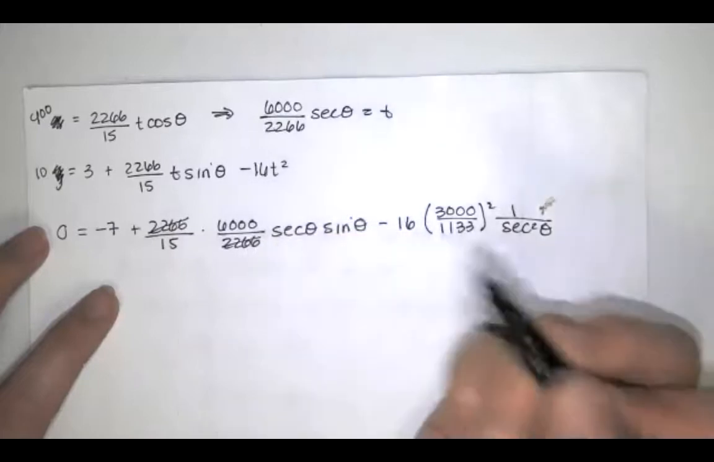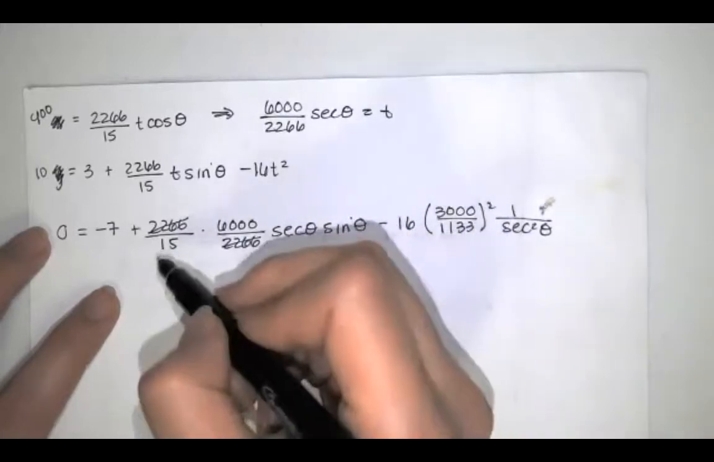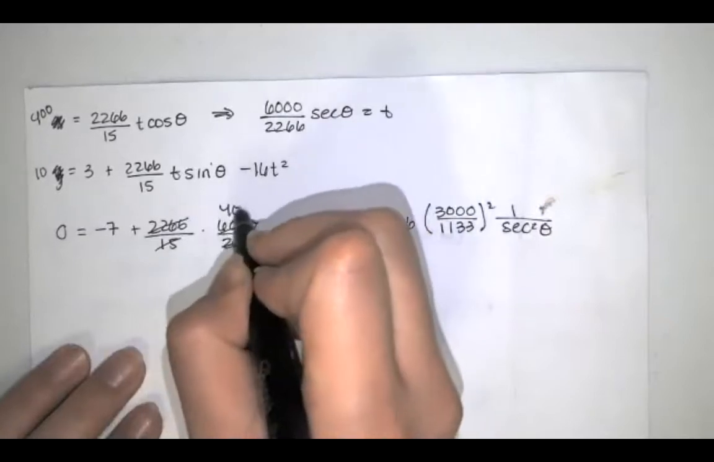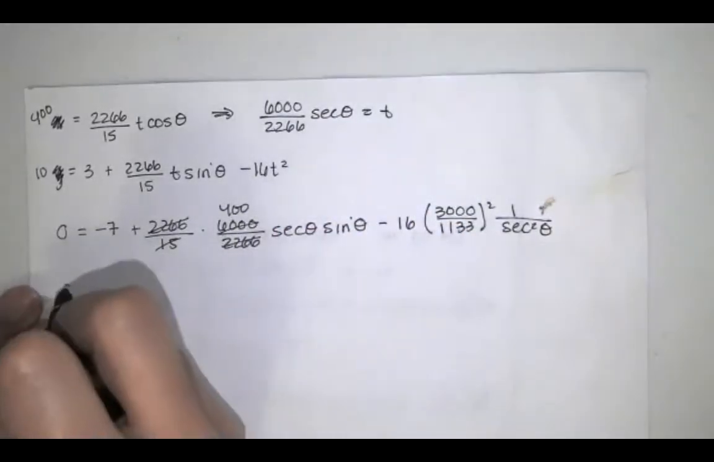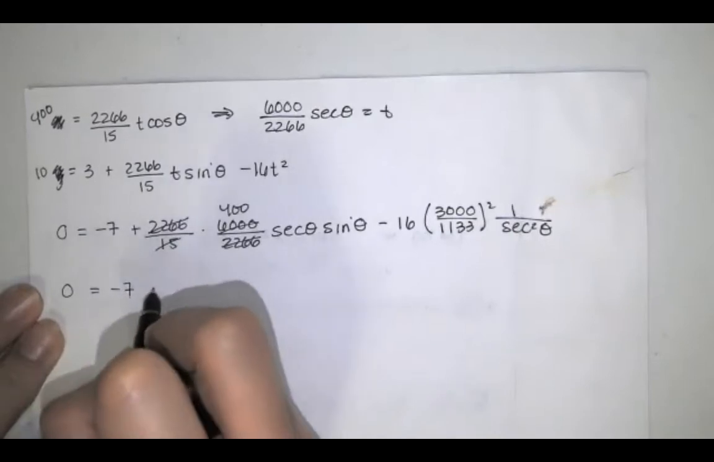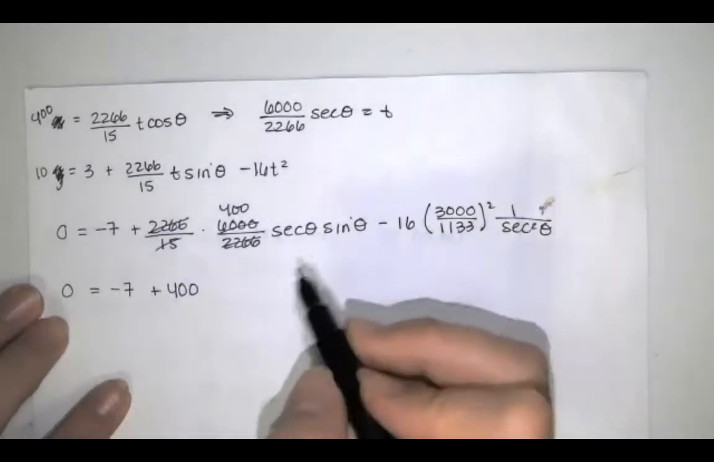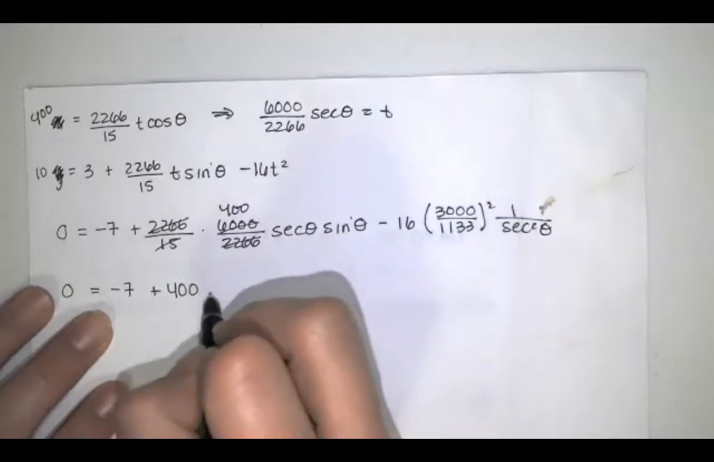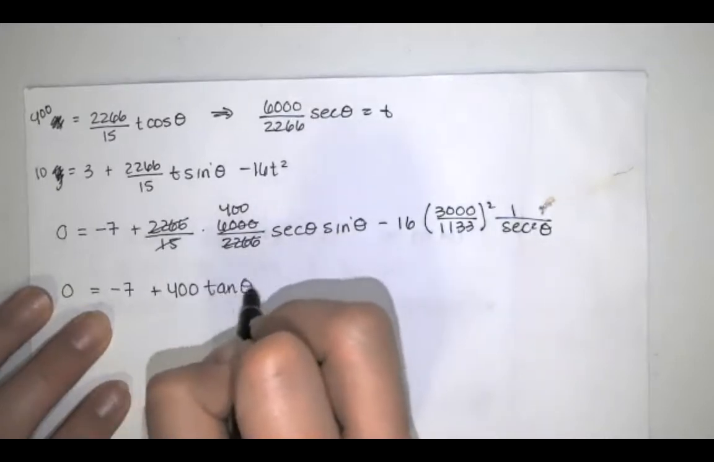Wow, that's pretty ugly. And then we know that 15 goes into 6,400 times. So we end up with this: 0 equals -7 plus 400. And then we've got sine times secant, that's sine times 1 over cosine, which is tangent of theta.